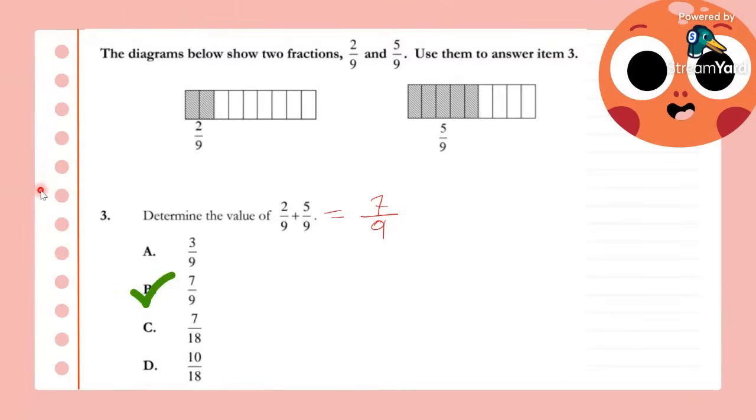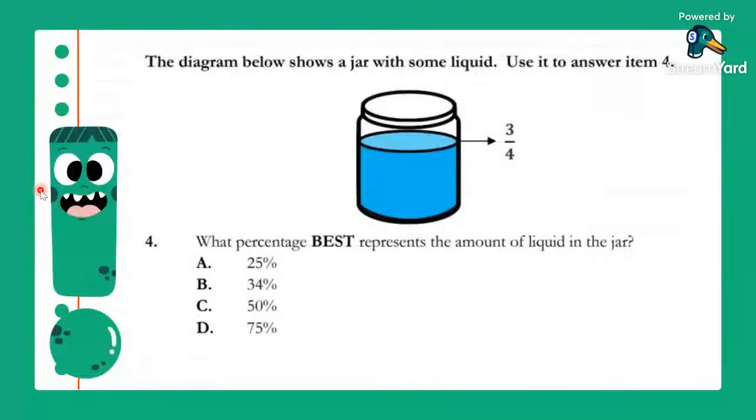Let's move on to question 4. The diagram below shows a jar with some liquid. We'll use this diagram to answer item 4. So take a look at the diagram. What percentage best represents the amount of liquid in the jar? I want you to put your answer and an explanation. So I'll be reading persons who put the answer and the explanation.